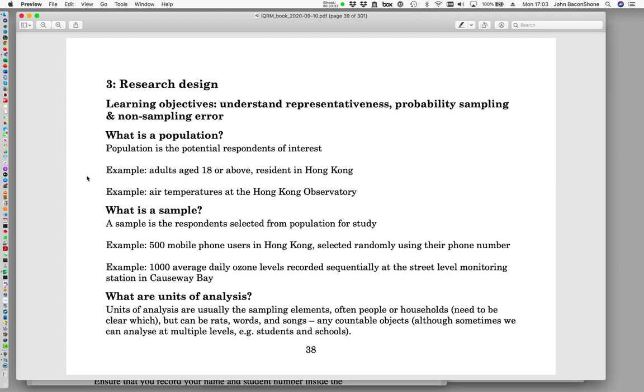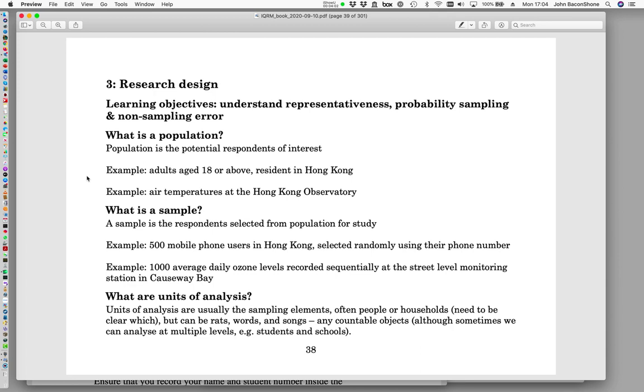Okay, so having got our population defined, what is our sample? So the sample is simply the respondents we select from the population for study. So again, this seems very straightforward, but it's not always quite that simple. So for example, if I say I've drawn a sample of 500 mobile phone users in Hong Kong, selected randomly using their phone number. Okay? Any problems with that? Well, even there, it's a little tricky.